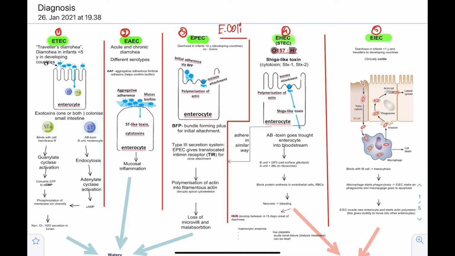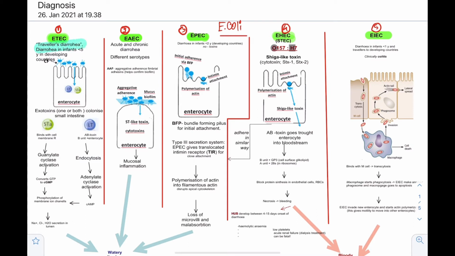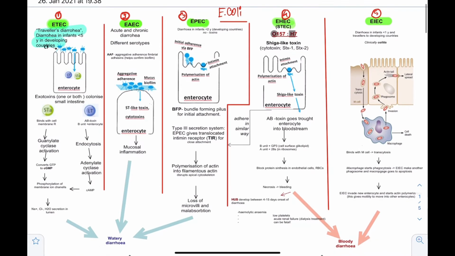E. coli. This E. coli is known as the travelers' bacteria, because the persons who are traveling more and eating more roadside food are most likely to be infected by ETEC. Now there are the virulence factors. As I have said, E. coli and Salmonella have type 3 secretion.